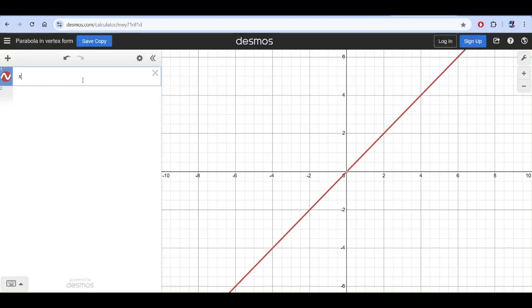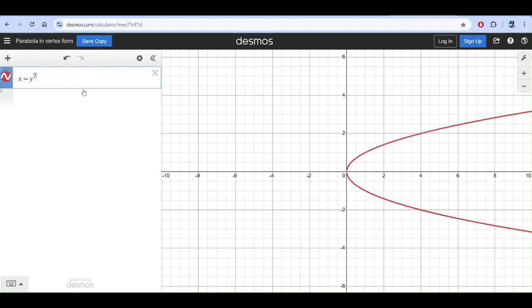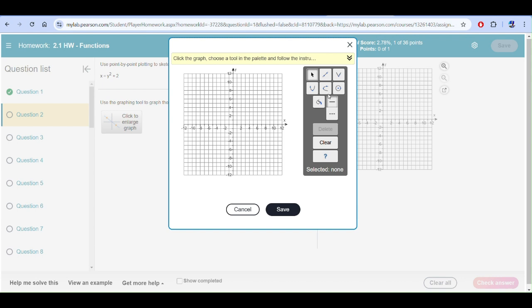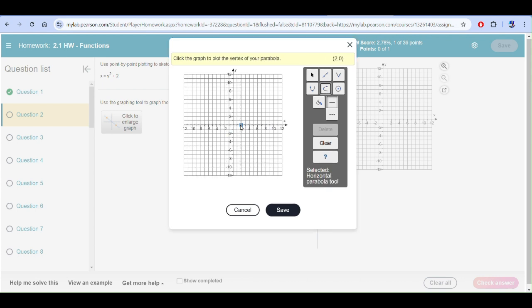If we have x equals y squared, this is not a function, but it is an equation. It's going to be a parabola on its side. It's not a function because it fails the vertical line test. So now that I have that, I'm just going to go ahead and graph that. You can see the points 2, 0, and 6, 2. So there are my 2 points.